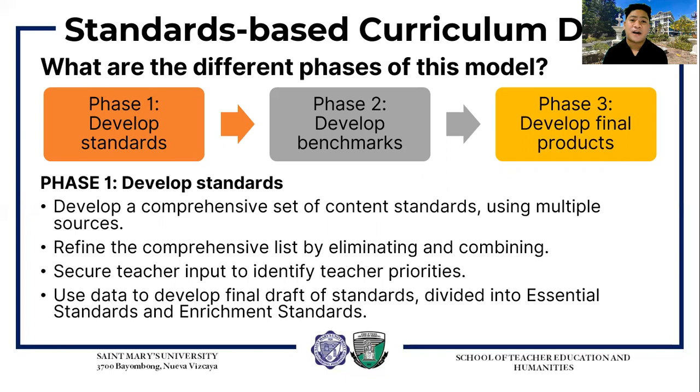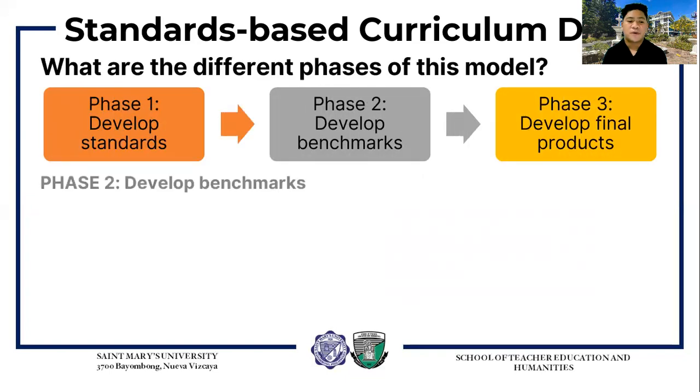And the data can be coming from the first three steps that we did, divided into essential standards and enrichment standards. Basically, the essential standards are required, and the enrichment standards are there if we need enrichment of learning for our students. For phase two, we have development benchmarks.